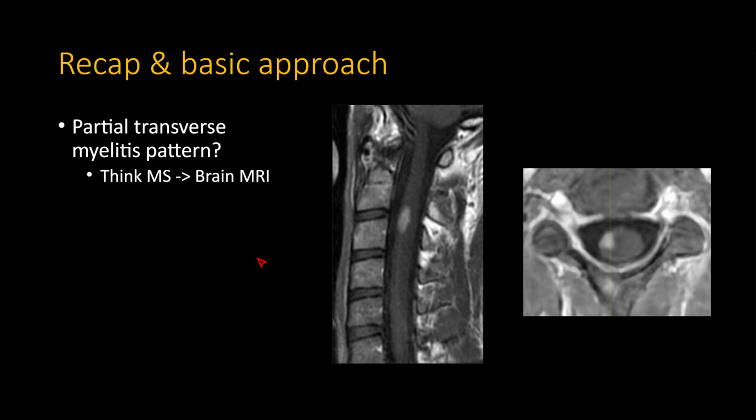Then I ask myself a question: is this by imaging a partial transverse myelitis pattern? Partial transverse myelitis is a clinical syndrome that's unilateral, but the imaging correlate would be just a lesion involving one side of the spinal cord. And if you see a lesion like that, you have to remember that the majority of these end up being MS, and to diagnose MS, you need brain MRI. So if you see a lesion like this, always recommend the brain MRI, because more likely than not it'll be MS. Some other times it'll be idiopathic, obviously, but MS, MS, MS, and recommend brain MRI.